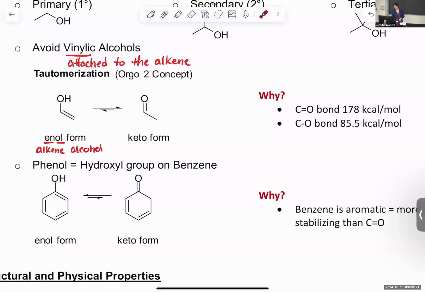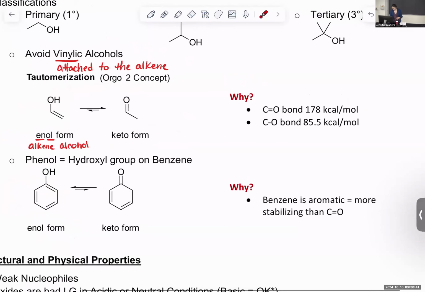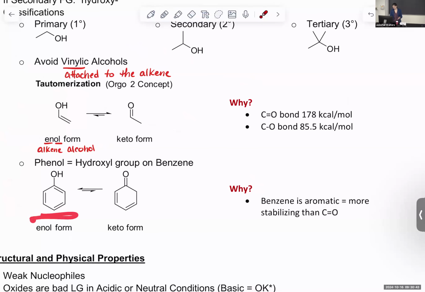The exception to this tautomerization, to the keto form being preferred, is if you have something else there to help stabilize it, something more stable than just having that carbon-oxygen double bond, such as having a full benzene. Another Orgo 2 concept that you're going to spend the other month talking about is, why is benzene so special? For now, I just want you to know it is.